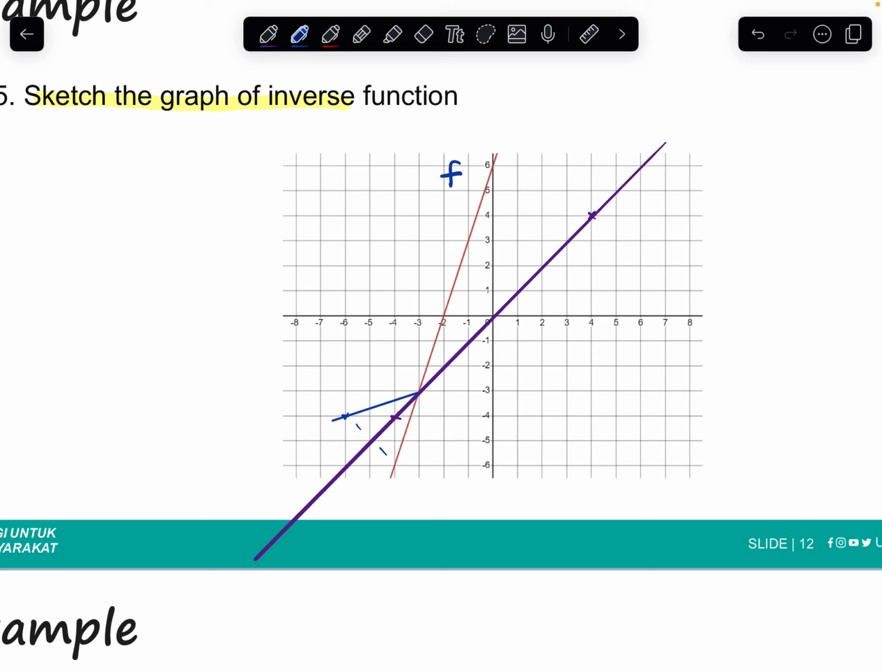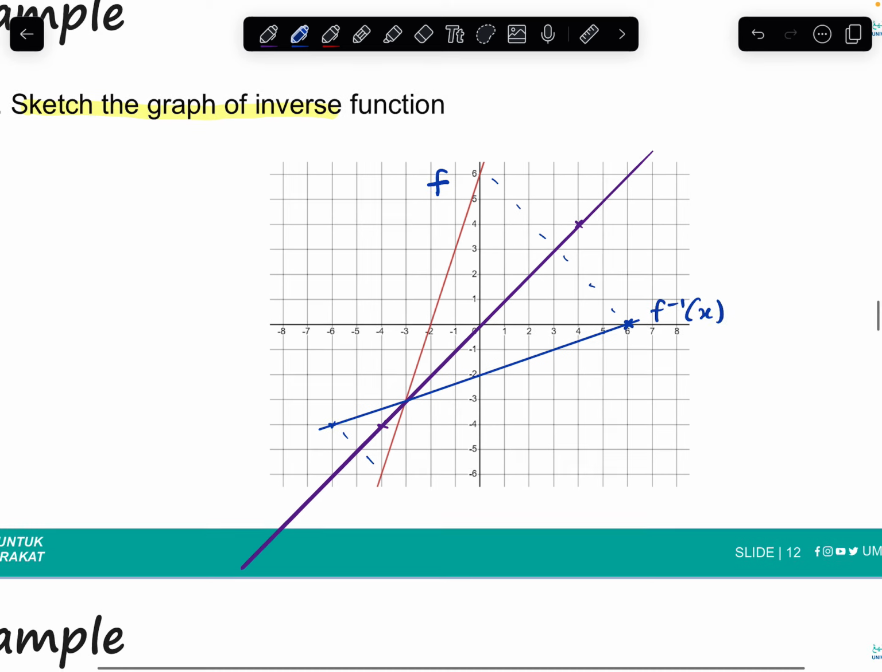And for this part, you can count like this, 1, 2, 3. So you can plot some points to guide you. Since the curve here is a straight line, you need to have at least 2 points and join them to make a straight line. So what you draw here is now the graph of f inverse.